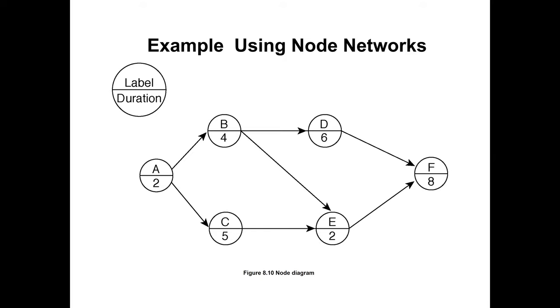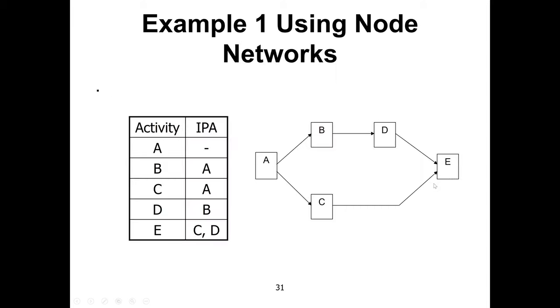Let's move forward. Here they give an example showing the label and duration. So node A, activity A, duration is 2 days. And when A is complete, then we can start activity B, duration is 4 days, and activity C, duration is 5 days. So once activity A is complete, then we can start B and C. And once B is complete, we can have activity D. And once activities D and E are complete, we can start activity F. Okay, so activity A has duration 2 days, B is 4 days, D is 6 days, C is 5 days, E is 2 days, and F is 8 days. So this is an example of a network node diagram. Now we will draw the node diagram.